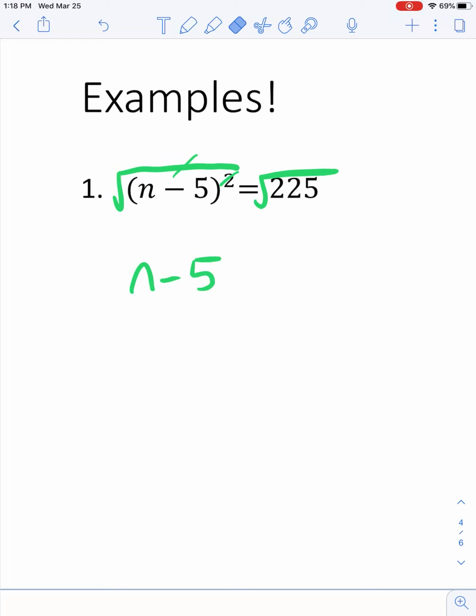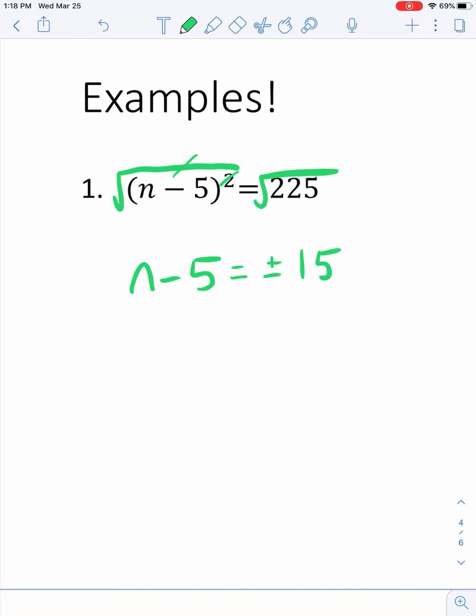Now, some of you might need to go to your calculator here to figure out what 225 square rooted is, and the answer is 15. But remember from yesterday's lesson that if we square root something, we need to have both the plus and the minus. So we're going to have n minus 5 equals plus or minus 15, because it could be positive 15 or it could be negative 15.